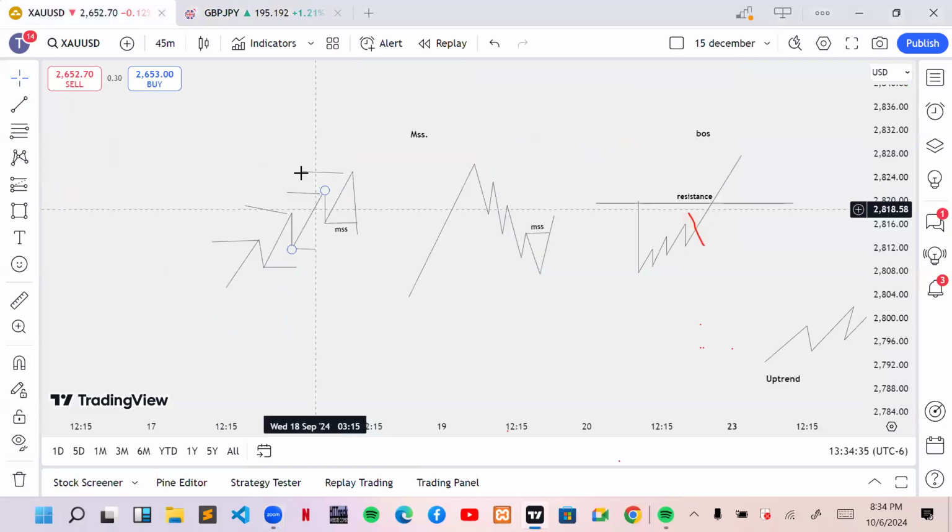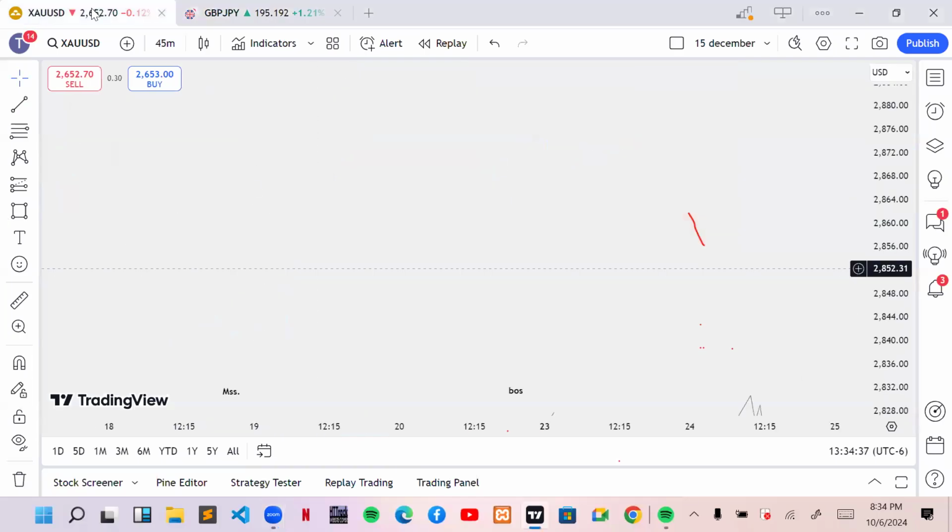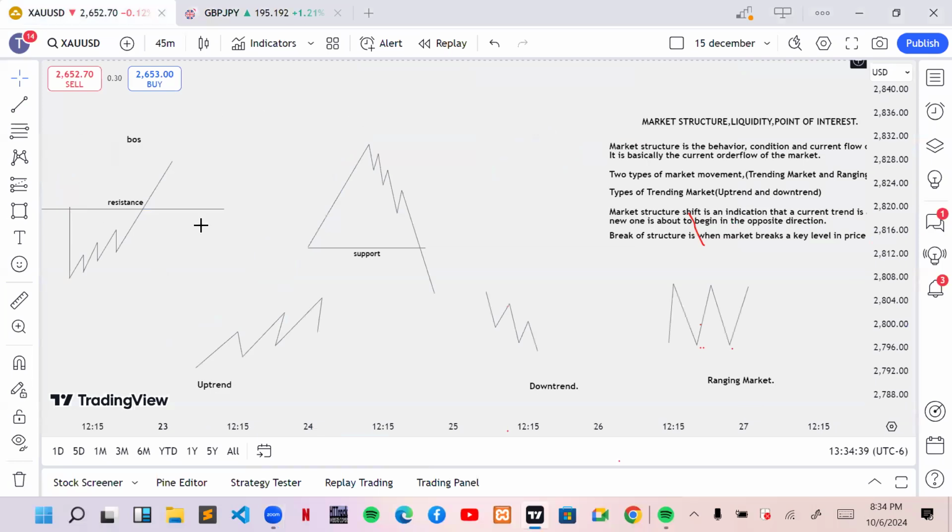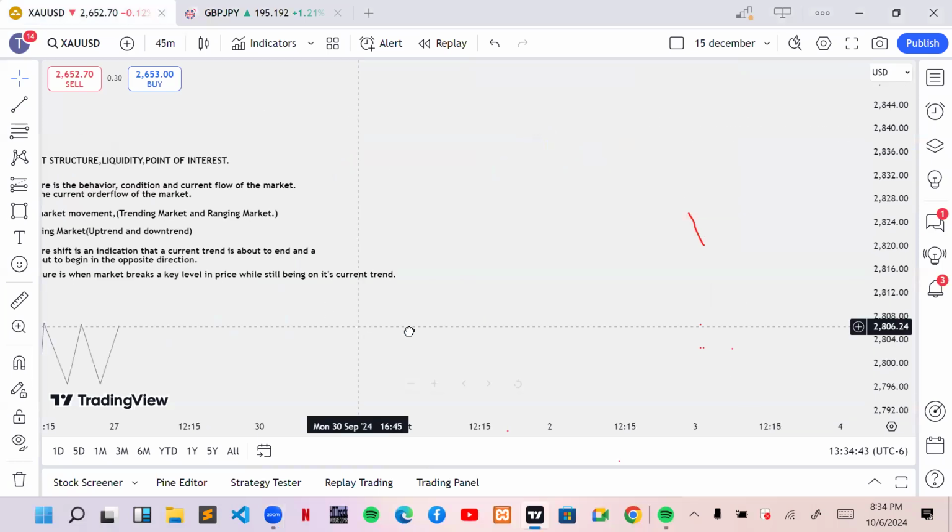Now it's time to move on to the liquidity part of the strategy. So liquidity.